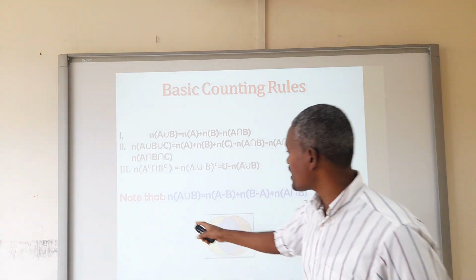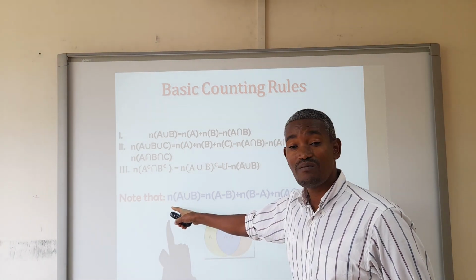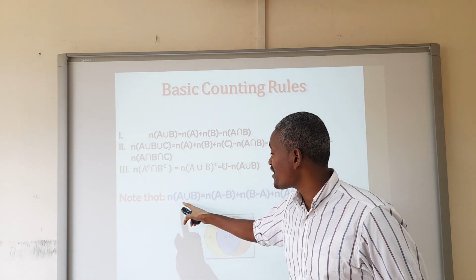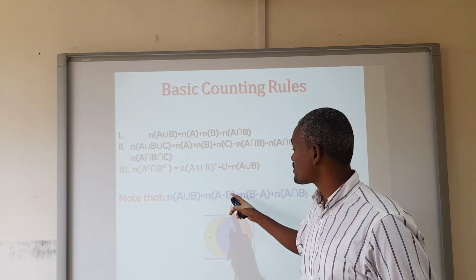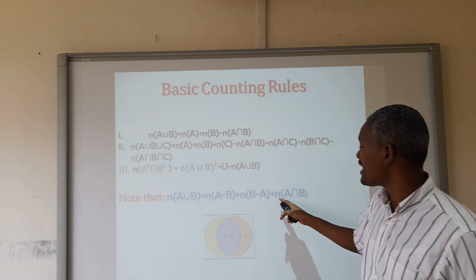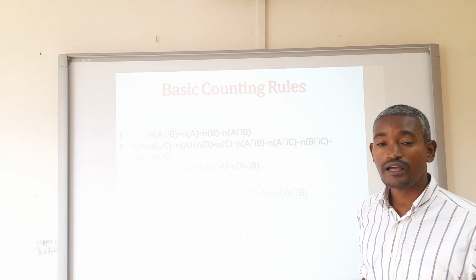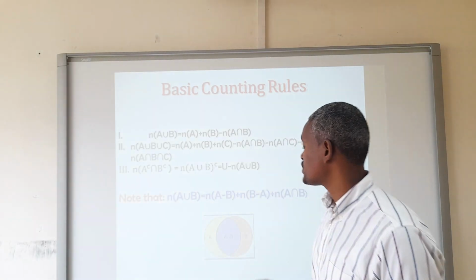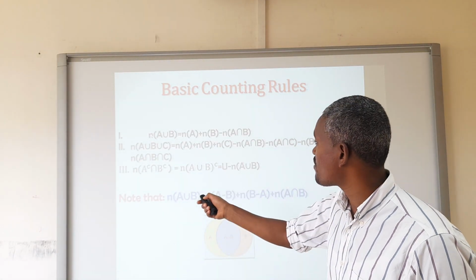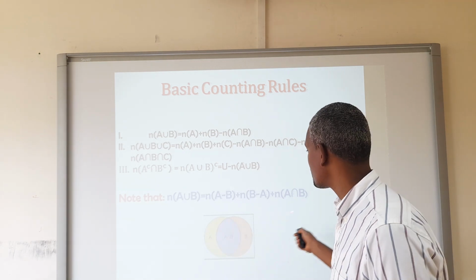Sometimes we can find A union B in such a way. The number of A union B is obtained as the number of A without B plus the number of B without A plus the number of the intersection of the two sets. The number of A union B, you can use this one, or sometimes you may use this one.